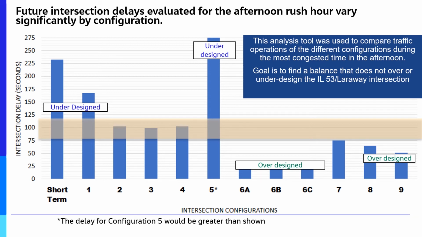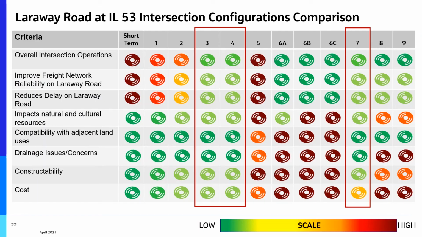Meeting the project needs to reduce delay and improve freight network reliability must be balanced with understanding how different designs may impact the natural and built environment. In addition, large intersections with more lanes become difficult for pedestrians and cyclists to cross. As shown in Station 4, this slide brings together both the traffic operations and other evaluation criteria we've discussed.